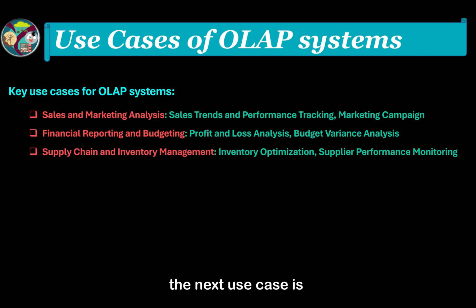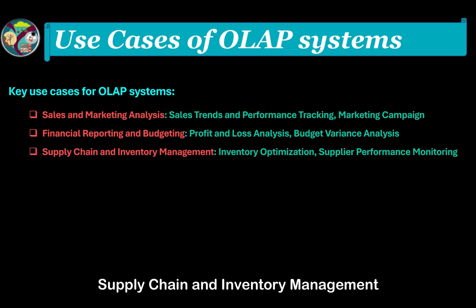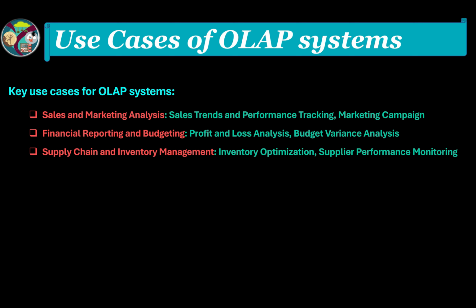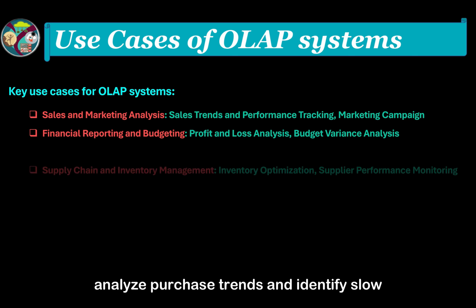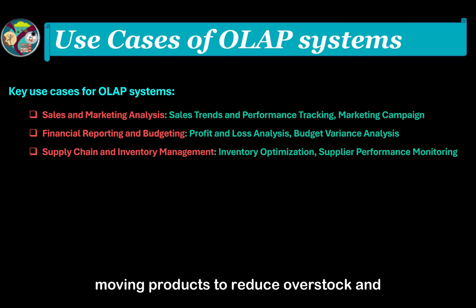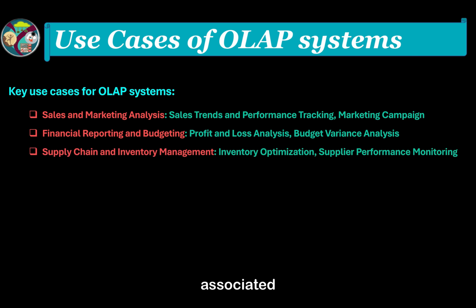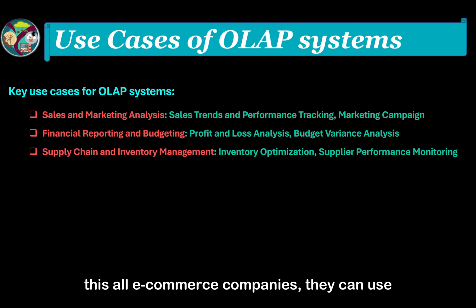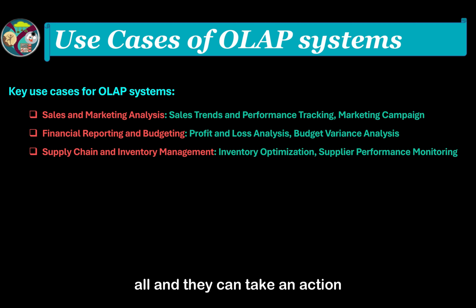The next use case is supply chain and inventory management. OLAP helps optimize inventory levels based on demand forecasts and historical data. For example, an e-commerce company can track stock levels, analyze purchase trends, and identify slow moving products to reduce overstock and associated costs. So all these e-commerce companies can use OLAP to monitor stock levels and take action accordingly.